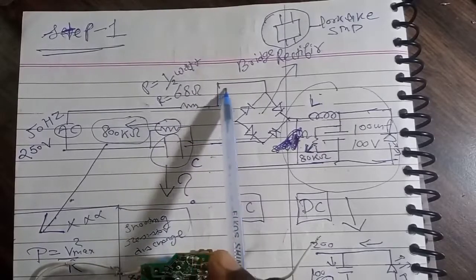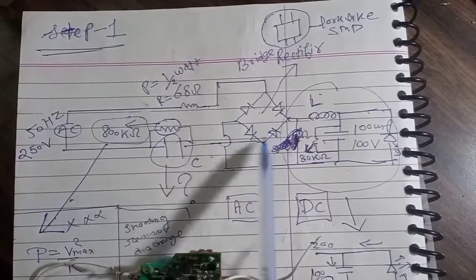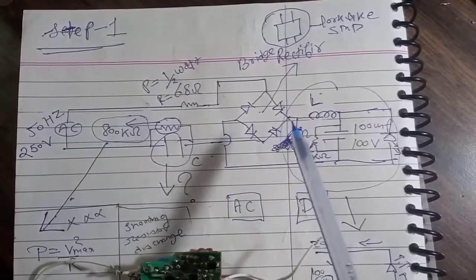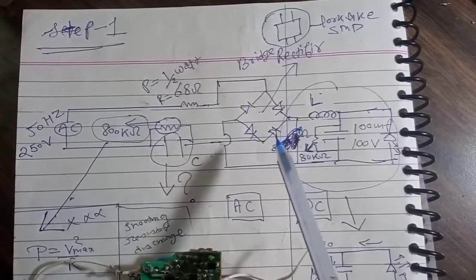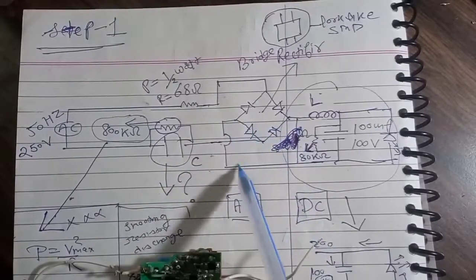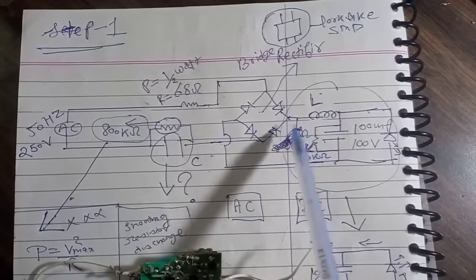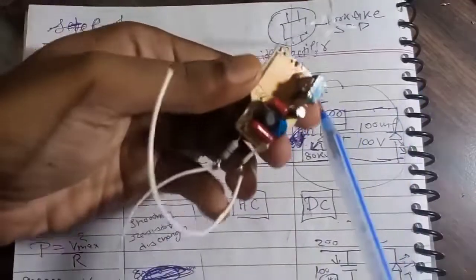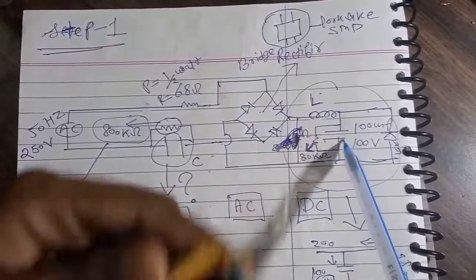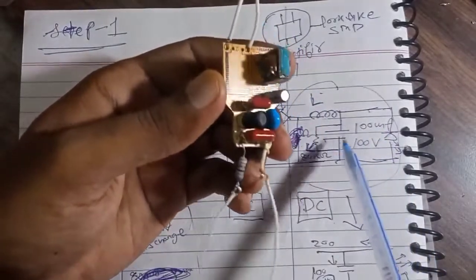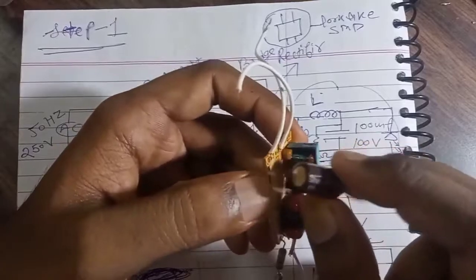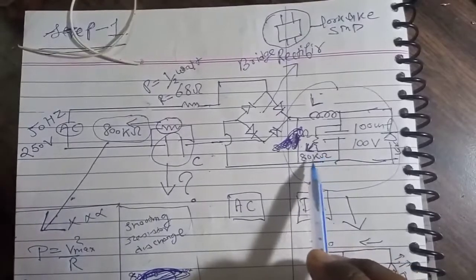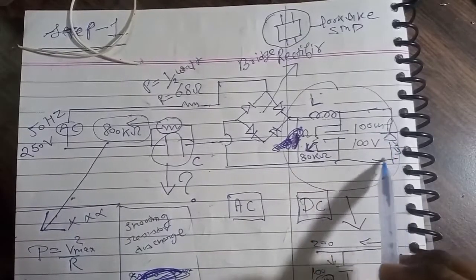After this, the connection goes into the full wave rectifier. You are all familiar with these electronics things that I'm talking about. The output is taken from the full wave rectifier, and according to this circuit there is an inductor connected, and this is a smoothing capacitor. I'm showing you again there is one discharging resistance of 80 kilo ohm, and after that our MCPCB is connected.